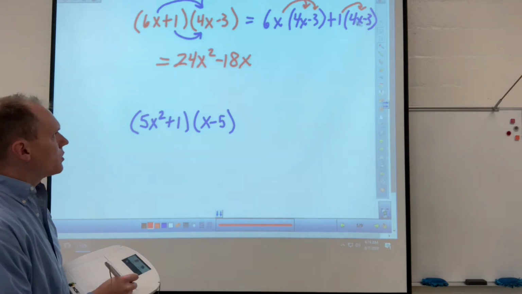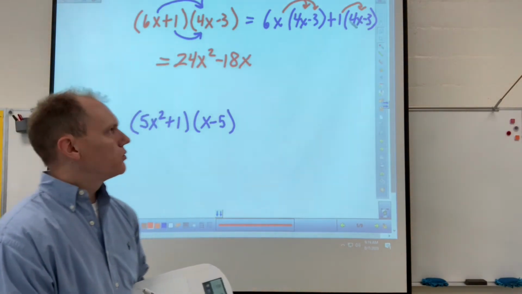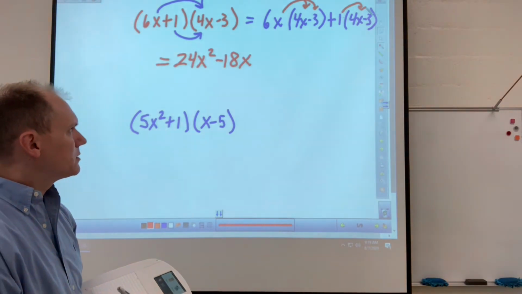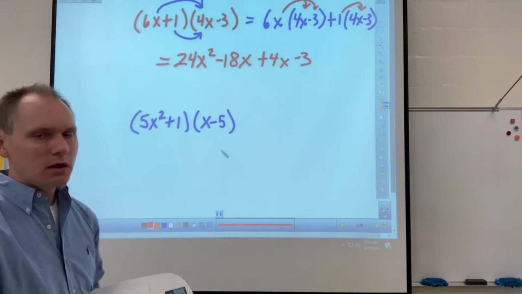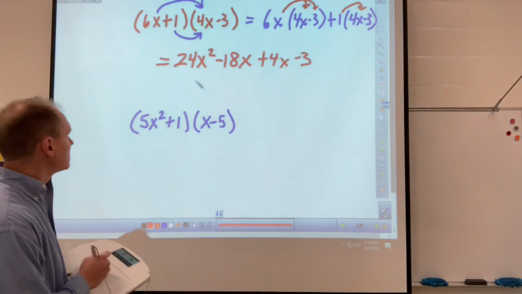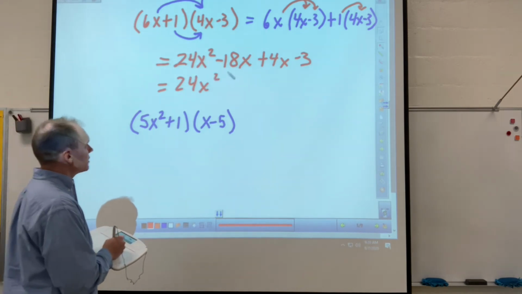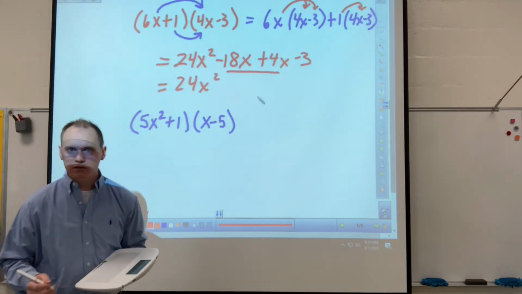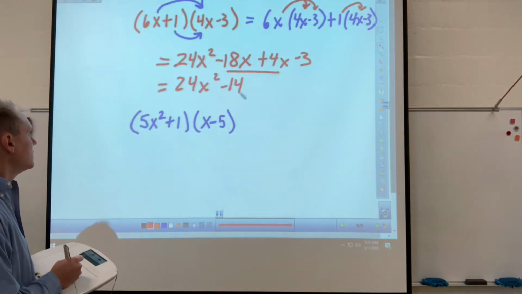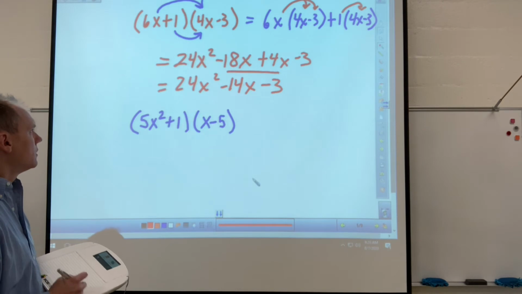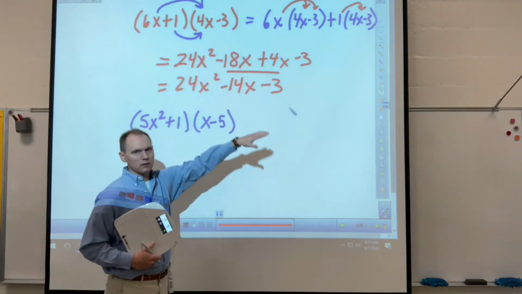All right, then we're going to go over here. 1 times anything is just itself, right? So when we multiply 1 times 4x and 1 times negative 3, we're just going to get 4x minus 3. And then from there, what we're going to do is combine like terms. So we're going to have 24x squared. And then here comes our addition that we've been talking about. We have 4x's minus 18 of them equals negative 14 of them. Okay, so we combine those like terms. And this is standard form of a quadratic.